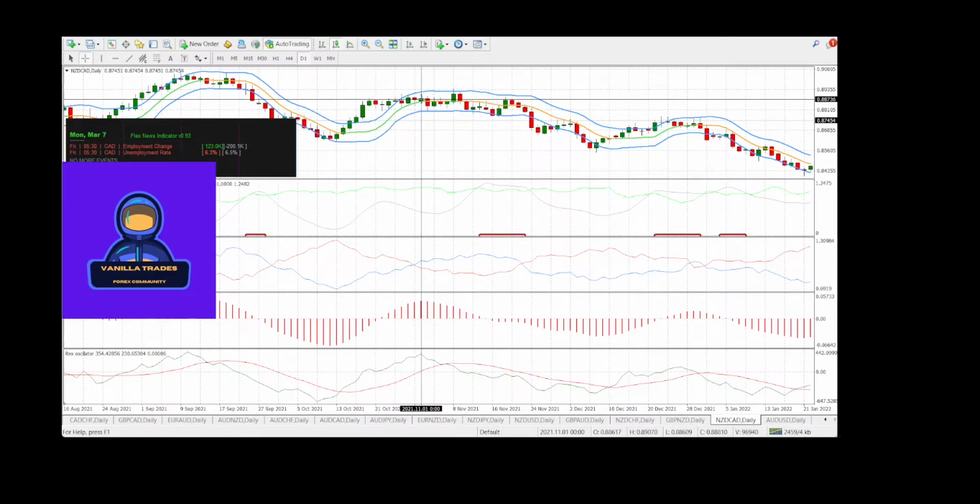So this would have been a long entry, and we would have exited here because of our baseline as an exit. So this would have been a very, very small loss. 3 wins, 2 losses. And then it's telling us to go short here. So this is where we get the signal to go short.